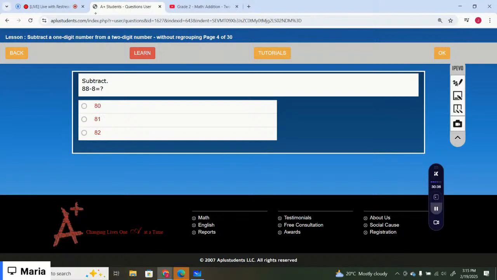88 take away 8 is 80. Option number 1 is the correct option.